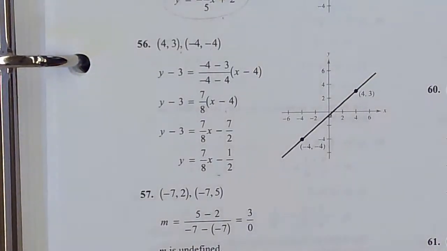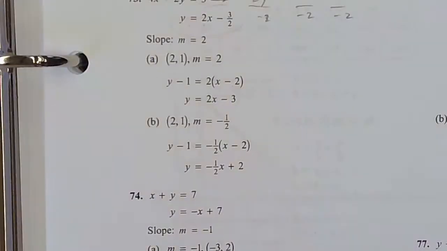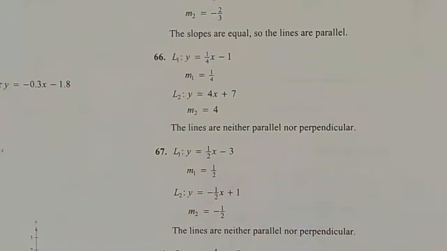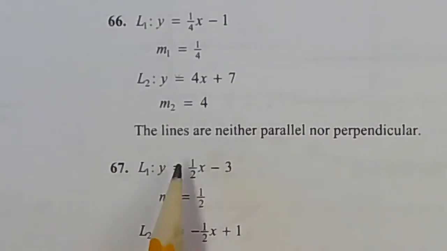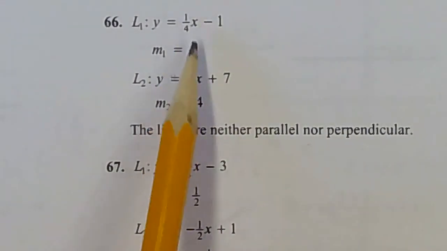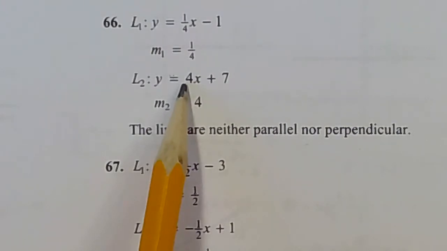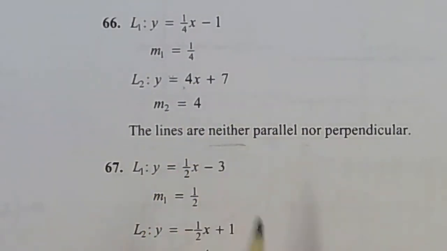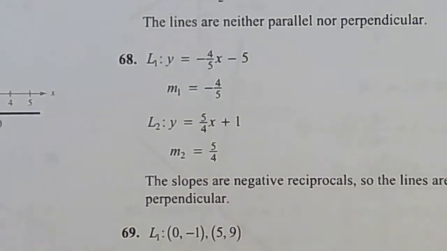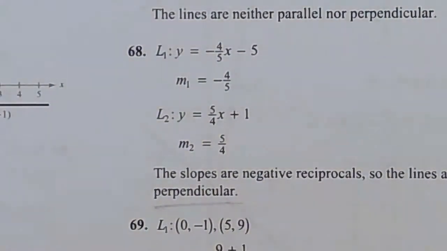All right, 66. All right, the lines are neither parallel nor perpendicular. They're not negative reciprocals of each other, as you can see, and they're obviously not the same. So we say neither for this one. Okay, 68. These are opposite reciprocals of each other now, so we should say perpendicular for this one. Okay.